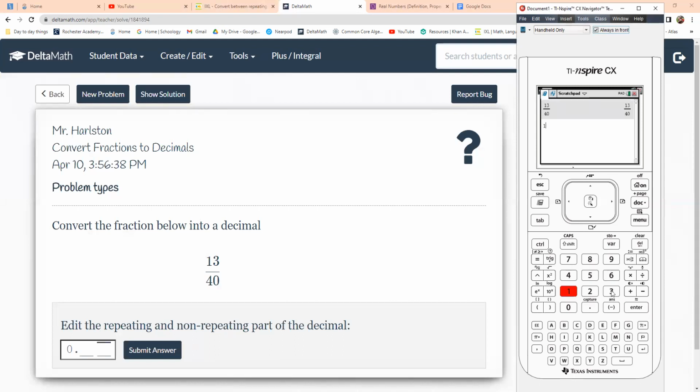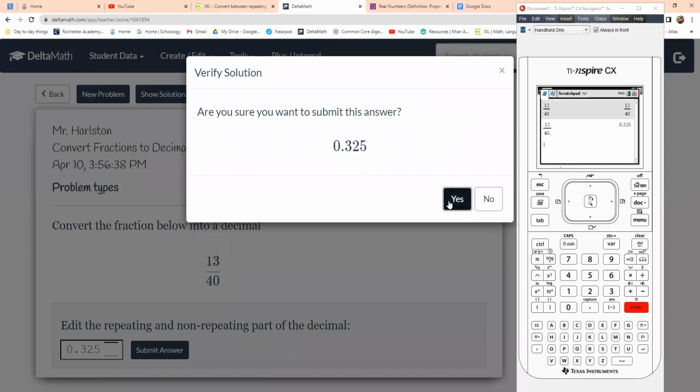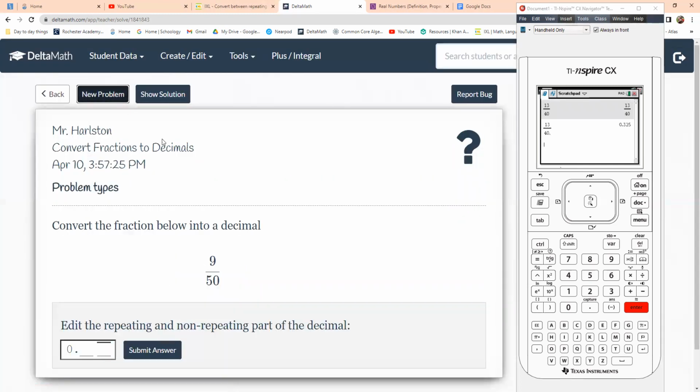So what you're going to do is go 13 divided by 40, and then at the end, put a decimal point. Then the calculator knows you want it as a decimal. Then you press enter, and that's what it is. It's going to be 0.325. Then you submit it, and it says that's correct. All right, so those should be pretty simple.